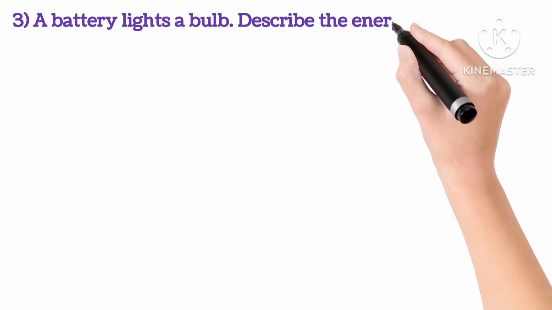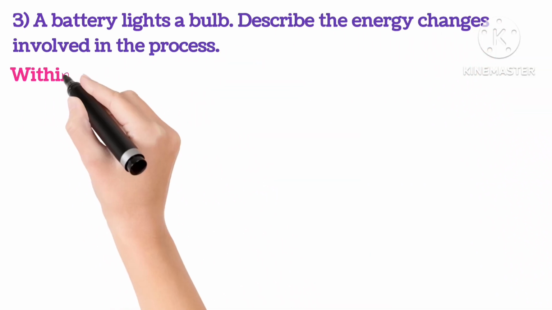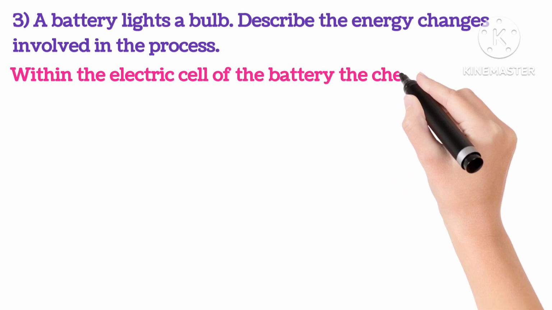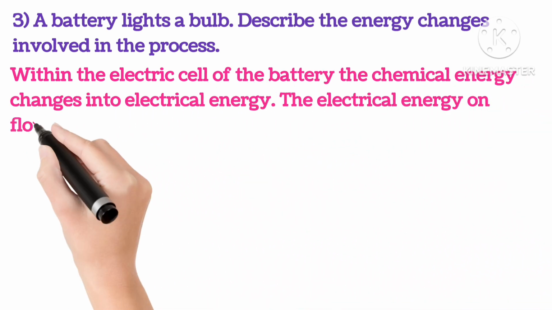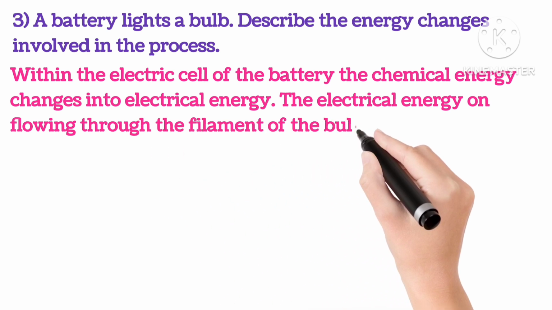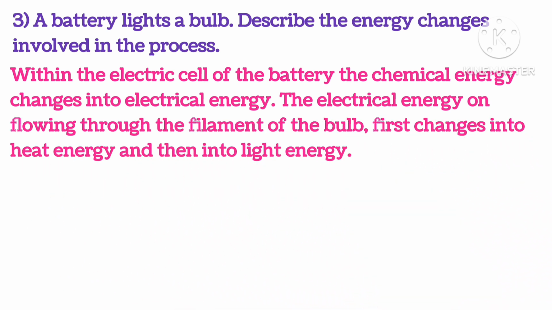A battery lights a bulb. Describe the energy changes involved in the process. Within the electrical cell of the battery, the chemical energy changes into electrical energy. The electrical energy, on flowing through the filament of the bulb, first changes into heat energy and then into light energy.